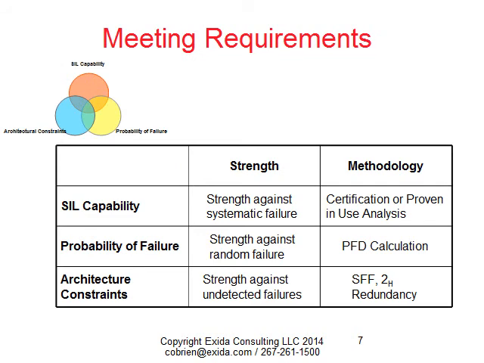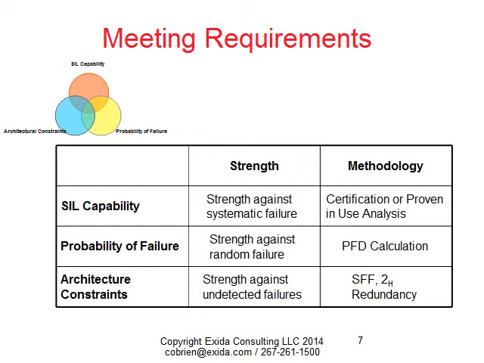So SIL capability, I'll talk about it a little bit later, but there's two main areas we're looking at preventing failures from: systematic failures or systematic faults, and random failures. SIL capability has to do with the robustness of the OEM, the gas detector themselves, their development, manufacturing, and management of change process. So SIL capability is a strength against systematic failures. Probability of failure on demand is driven and calculated from the failure rates, and it's a strength against random failures.